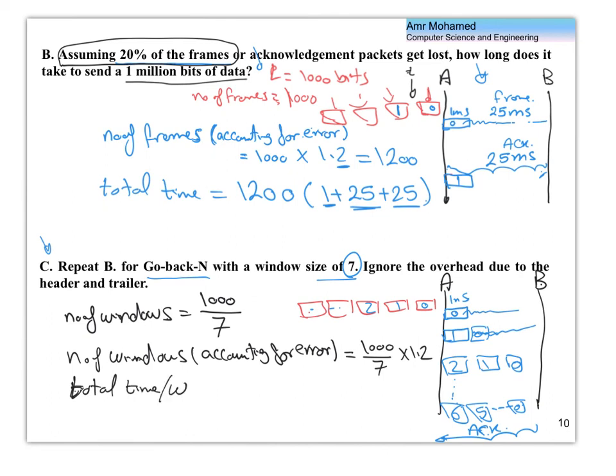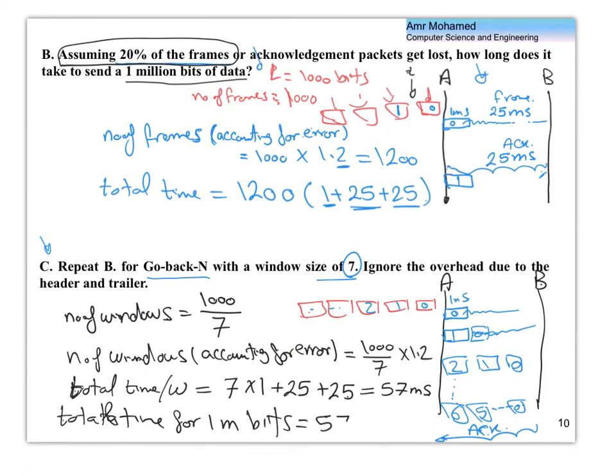per window? Each window is 7 frames, so we multiply 7 times the transmission time, because the transmission time has to be accounted for every frame in the window, plus 1 propagation time for all the frames, plus 1 propagation time for the acknowledgement to go all the way back. So the total time per window is 57 milliseconds. The total time for 1 million bits equals 57 times the number of windows, 1,000 divided by 7 times 1.2.